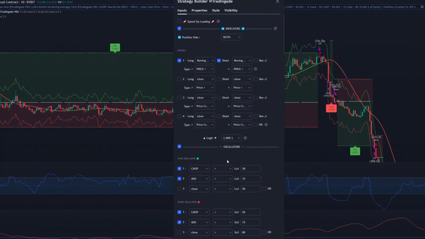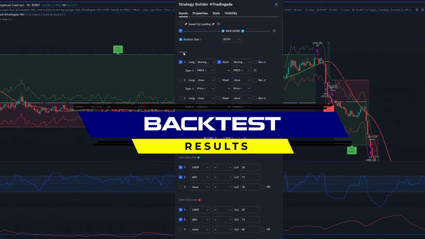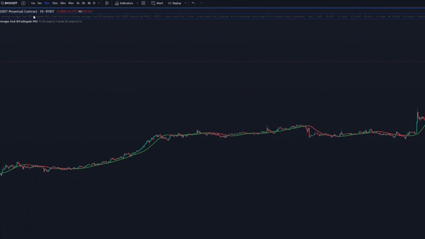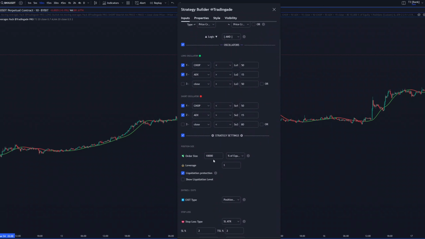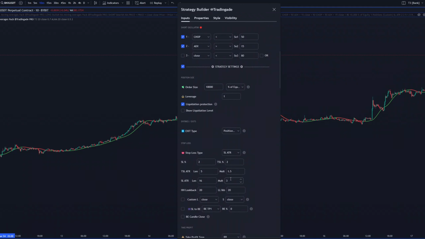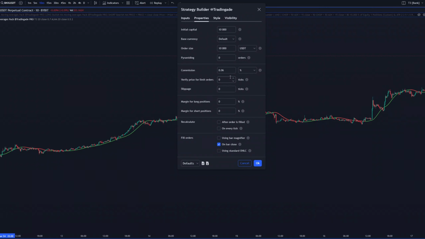Okay, so we have just finished configuring our strategy, and now let's jump into the backtest results. We are on BNX USDT, 10 minutes time frame, on Bybit exchange. We are going only long, order size $10,000 with percentage of equity, 1x leverage, so basically no leverage, stop loss ATR with a length of 16, multiplier of 3, risk reward of 2. As always, 0.06% commission and initial capital of $10,000.